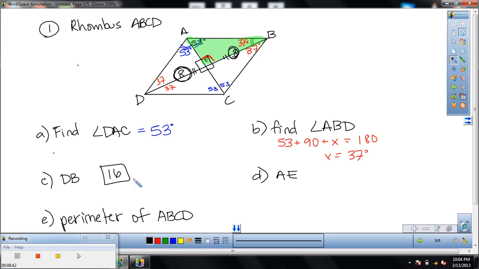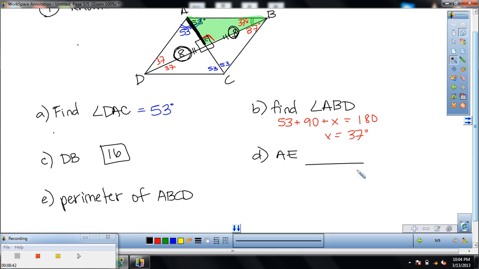So that's just using our properties of a parallelogram, but it is showing that those are still holding true on our rhombus. We're going to find AE, segment AE, which is right here. And now this is going to require a little bit more work. Let's redraw this triangle. I have a right angle. I know 53 degrees is in this angle. I know 37 degrees is in this angle. And I'm trying to find this unknown.